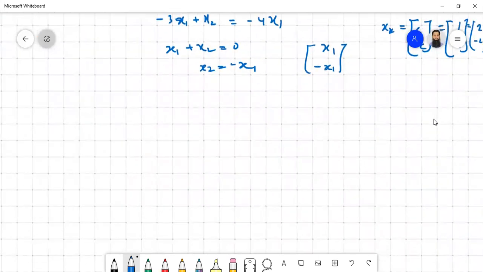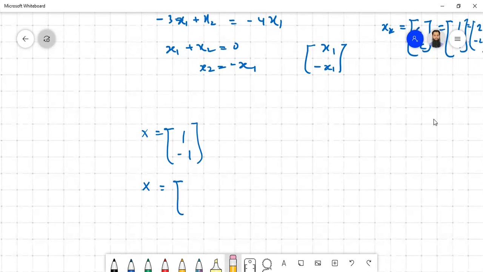So two eigenvectors we found. For eigenvalue minus 2, we have found that x equal to 1, 1. And for the other one, we have found that x equal to 1, minus 1. This is one of the choices, of course, you have to keep in mind. So this is another one.